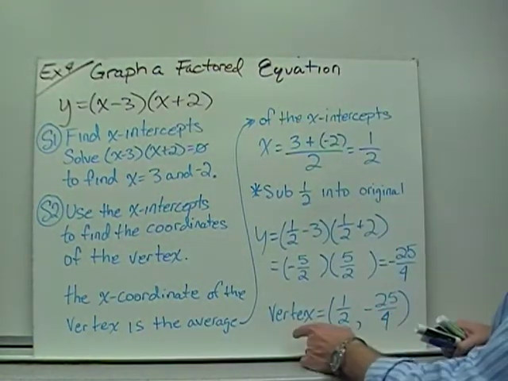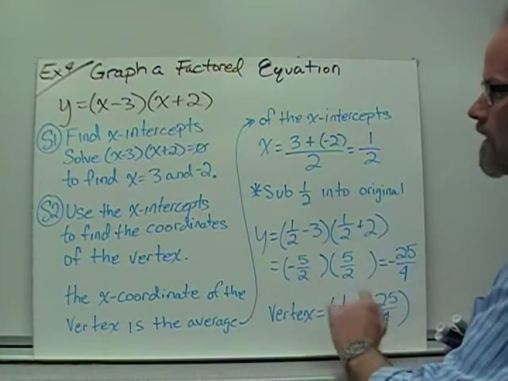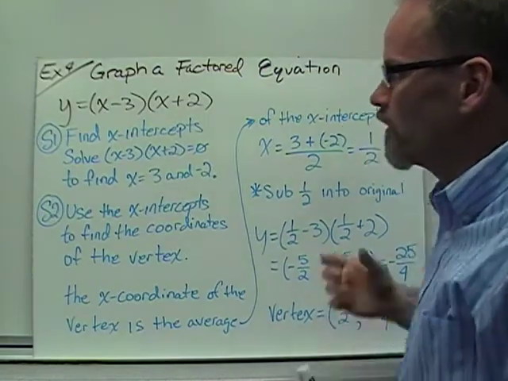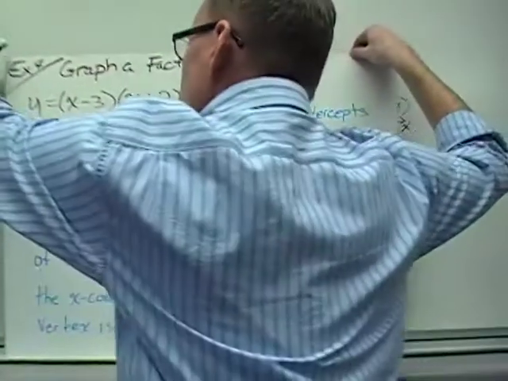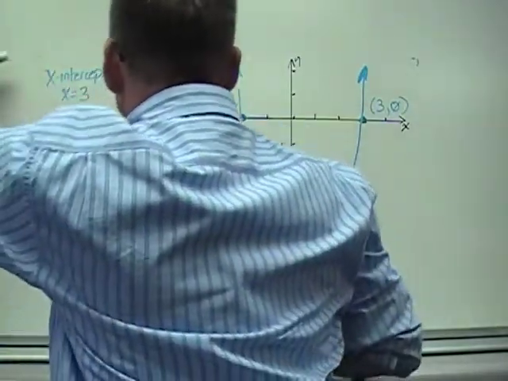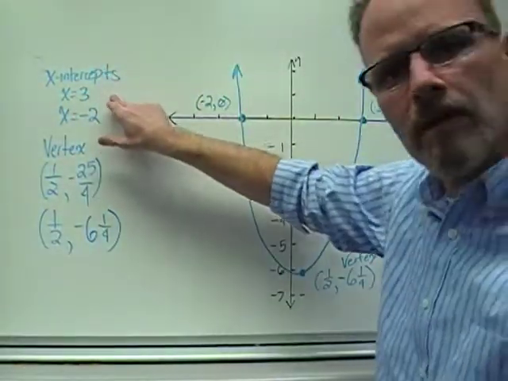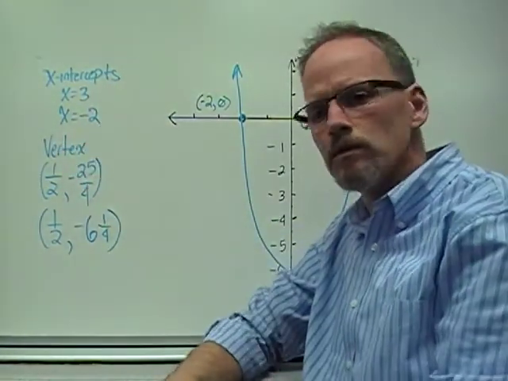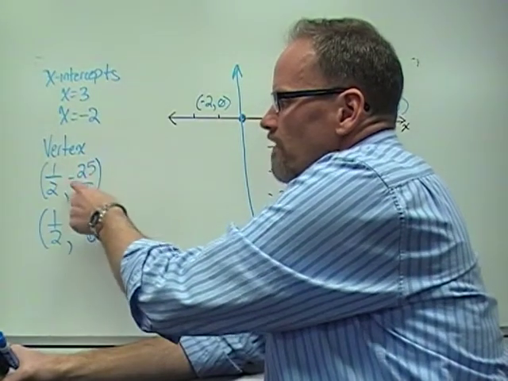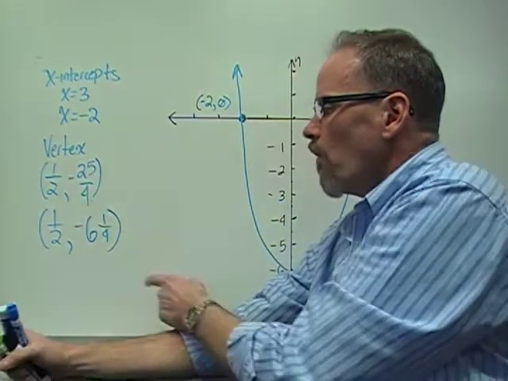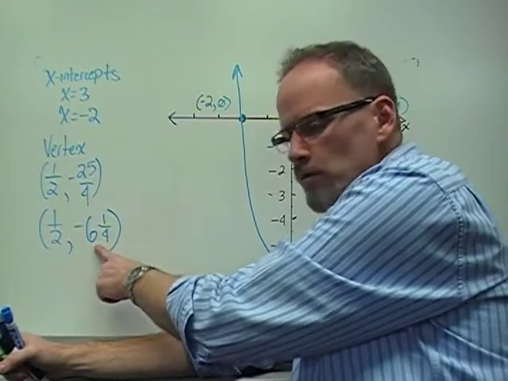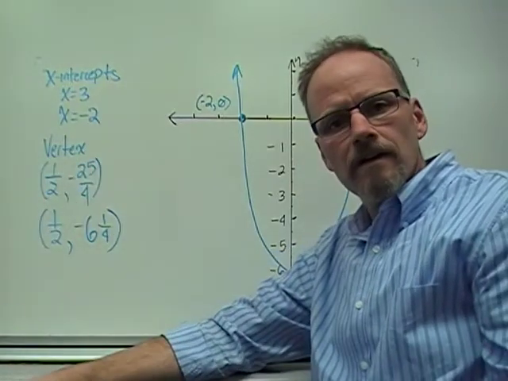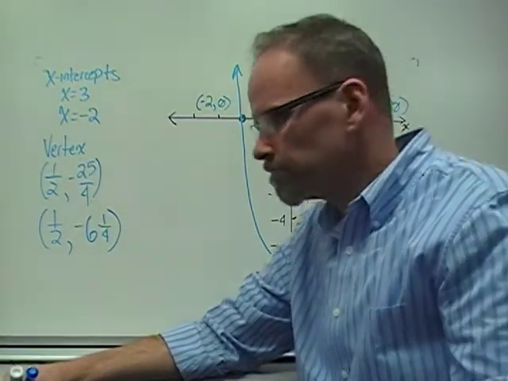Okay, so I've got that. Now all I need is the vertex and the x-intercepts, and I can graph this thing and go from there. So here's what it's going to look like. I rewrote the x-intercepts over here. I've got x is 3, x is negative 2. I've got the vertex at 1/2 and negative 25 over 4. Some of you might be more comfortable looking at it as negative 6 and 1/4. I just converted that to a mixed number for you.